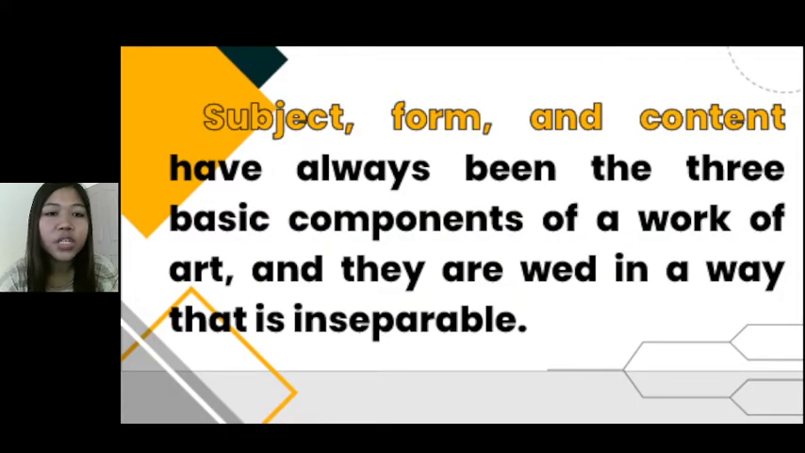So subject, form, and content have always been the three basic components of a work of art, and they are read in a way that it is inseparable. When we say subject or the subject matter, it is an artwork's subject matter. It is what the images or object literally represents. How about the content? The content is what the artwork means. And how about the form?